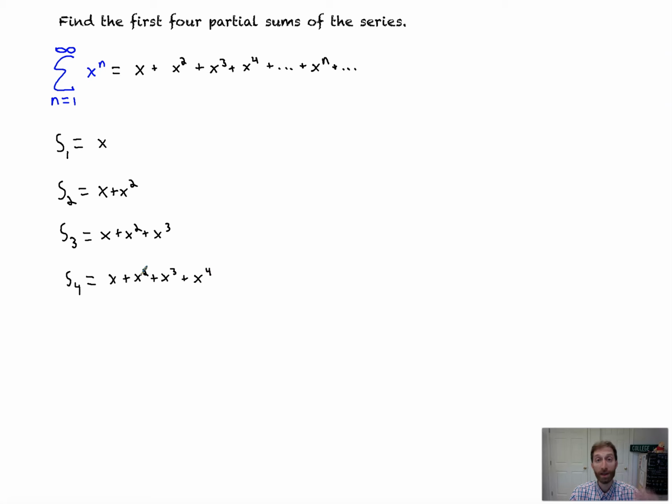So if you were asked for the third partial sum, this would be it. But you were asked for all 4 partial sums, so we gave them to you.